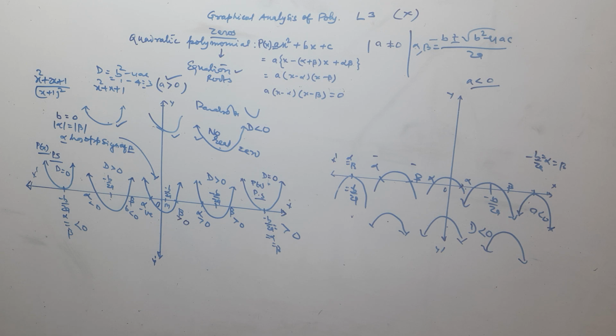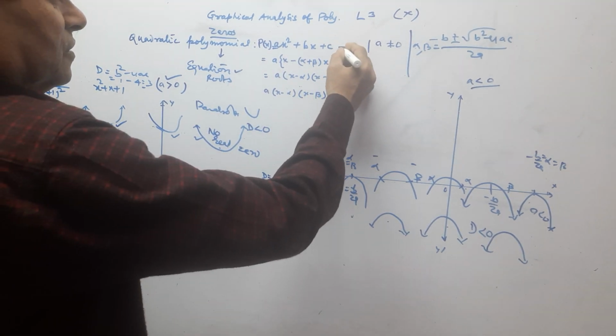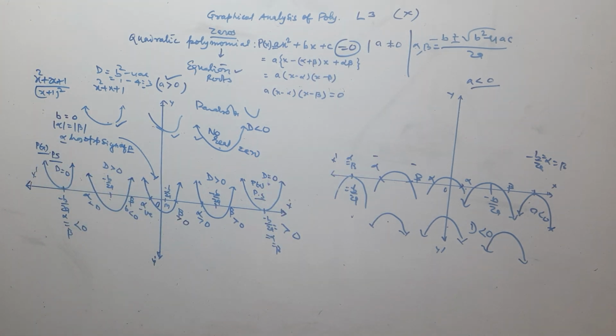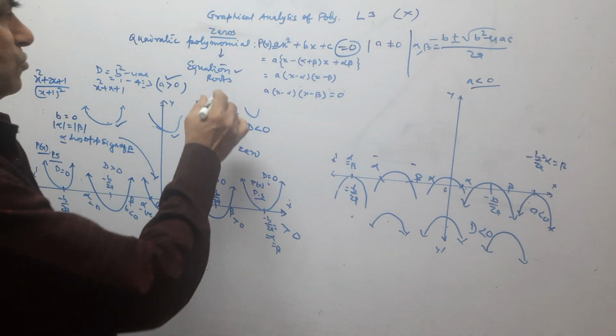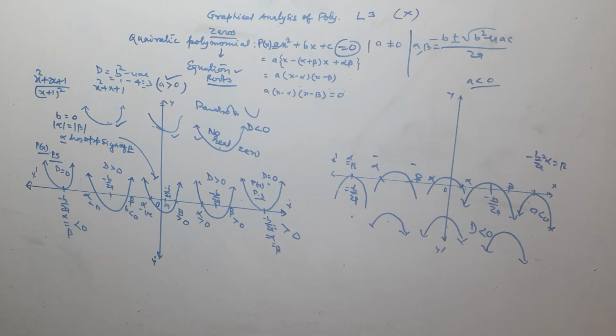Now one line, if I add it, then it will complete the quadratic equation also. If this polynomial is equal to 0, then it is said to be a quadratic equation. And then the zeros are said to be the roots, and all things are the same. Alpha, beta are the roots in the case of a quadratic equation.